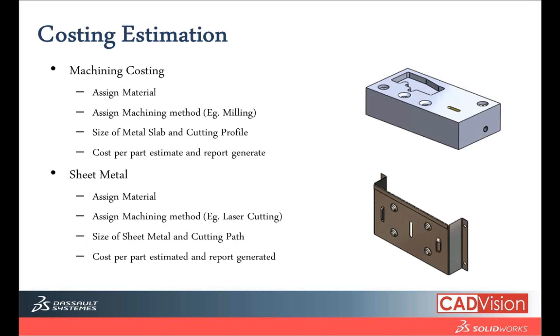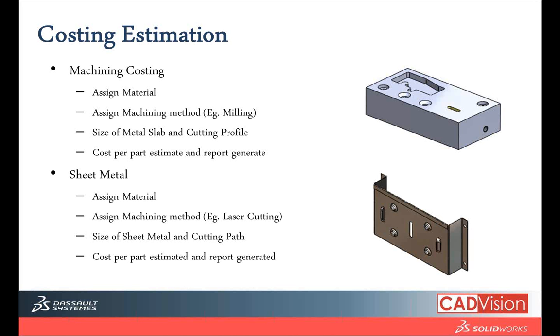So for cost estimation, we have two types of cost estimation here. One is the machining cost. Another one is the sheet metal costing. So it will guide you through with a wizard. So all you need to input is assigning the materials. You need to assign the machining methods, milling, turning, or anything. And then the size of your metal slabs and the cutting profiles. Okay? And then it will generate the estimated cost per part for you. And it will generate reports for your cost estimation.